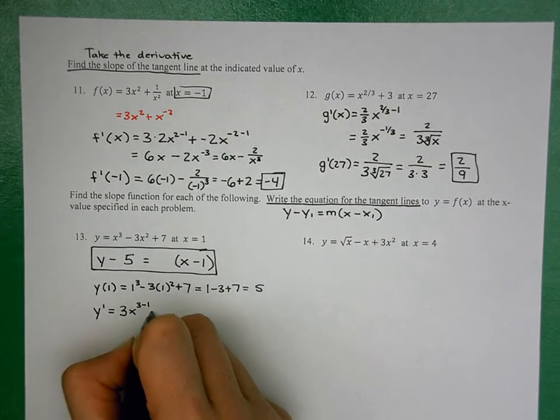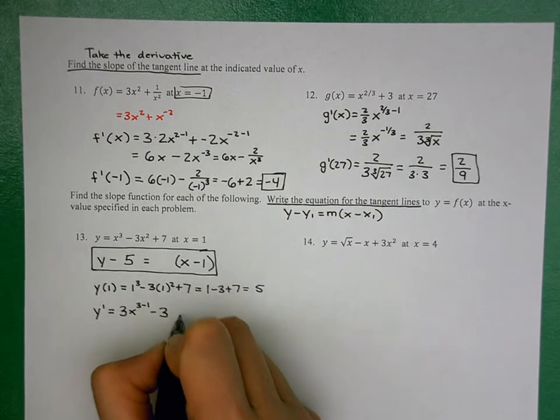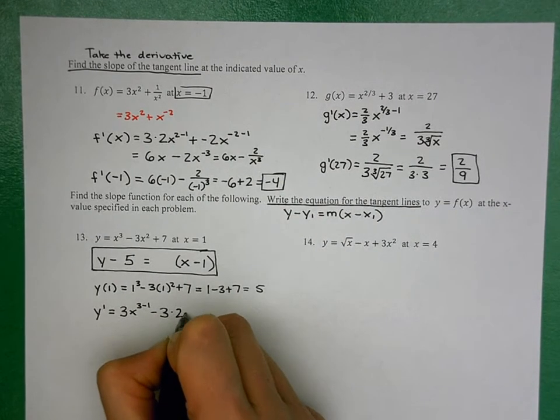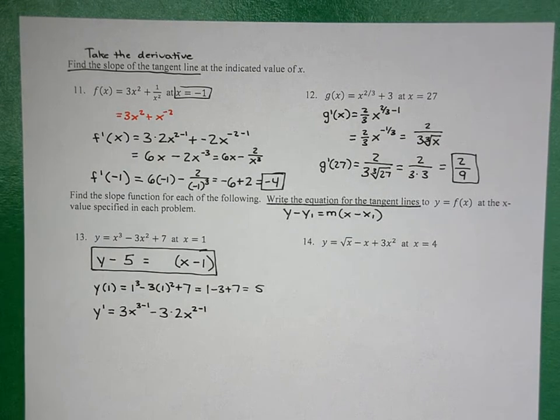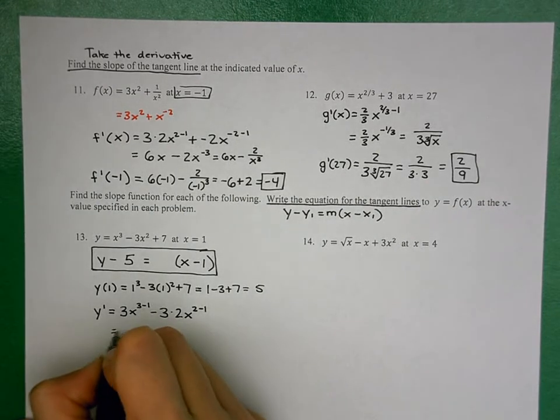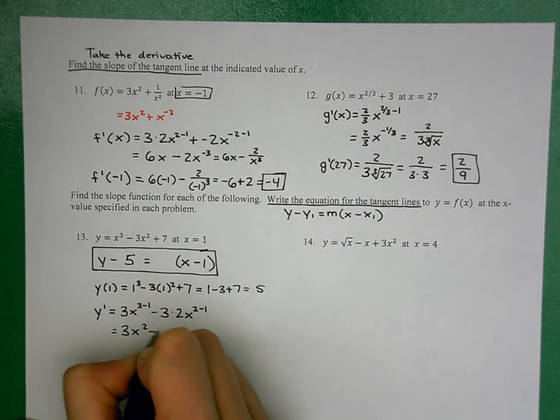Then we have n of 2, so that n is going to come down in front. My exponent is going to be n minus 1. Back here we have a constant, right? x to the 0. So that 7's going away. So my derivative is 3x squared minus 6x.